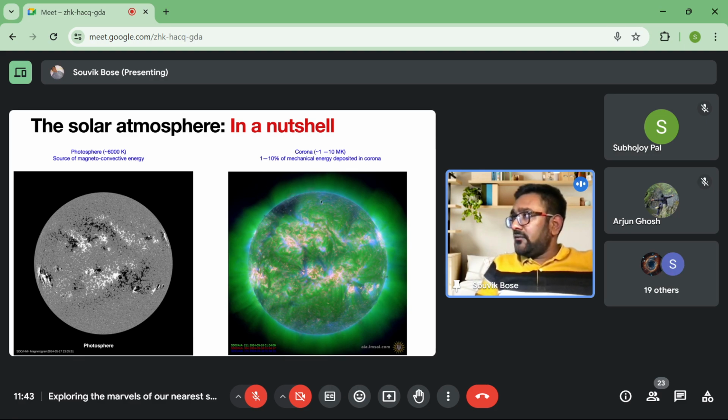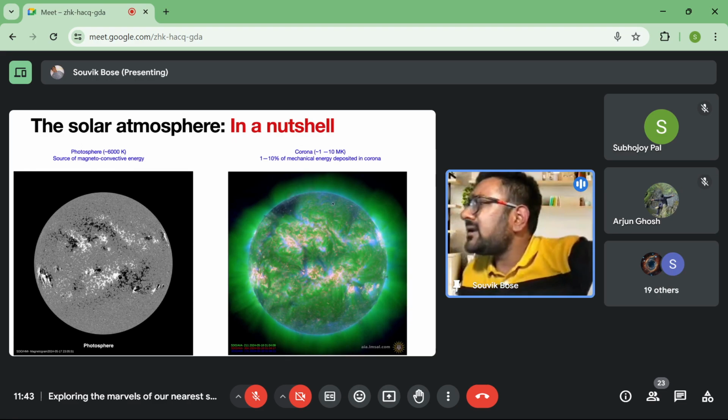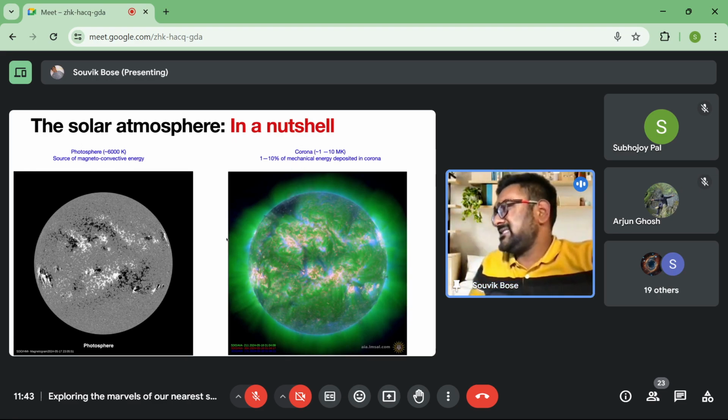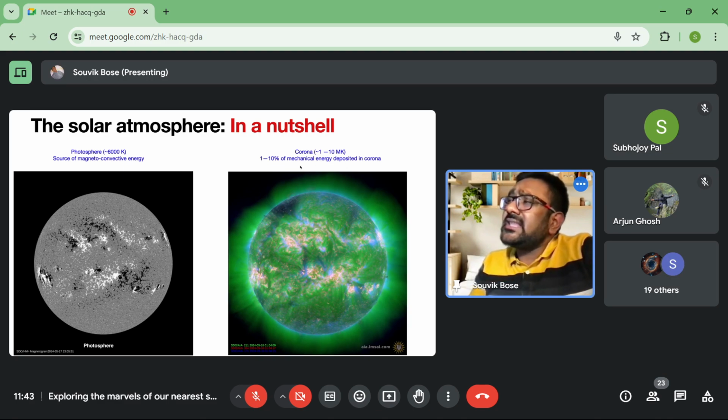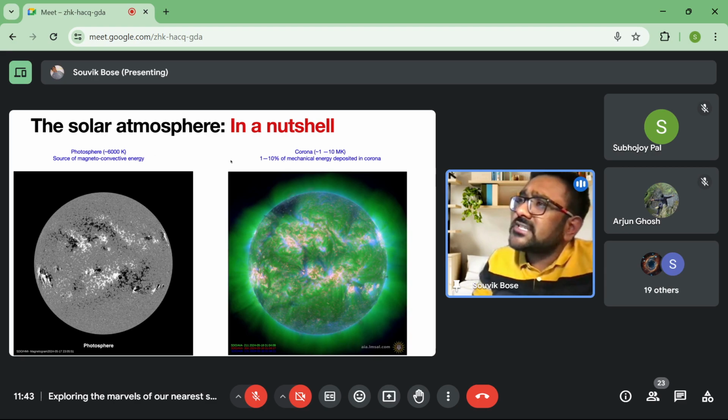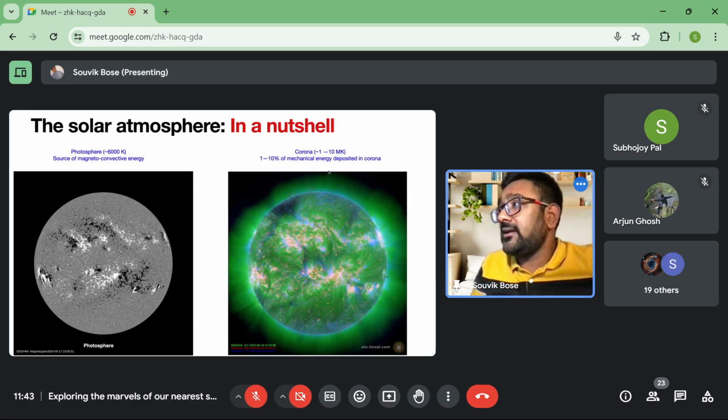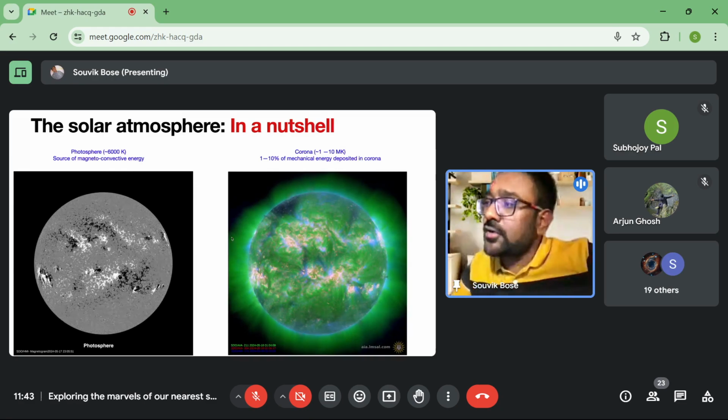And then you have the corona, where the temperature increases and is roughly between 1 to 10 million Kelvin. It's very hot, and we want to understand this problem. But interestingly, heating the corona is not a big deal if you understand what's going on in between the photosphere and the corona, because roughly 1 to 10% of the mechanical energy that's produced in the photosphere is actually deposited in the corona. So something else is going on in between, which we need to understand better in order to understand the coronal heating problem.